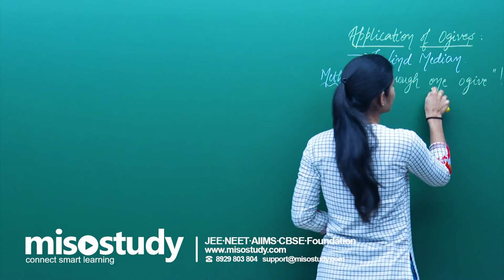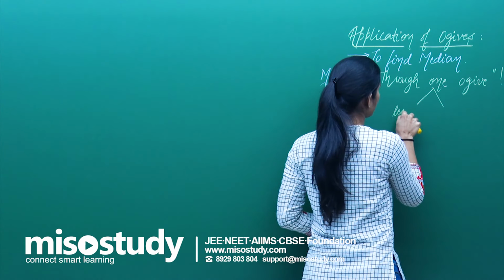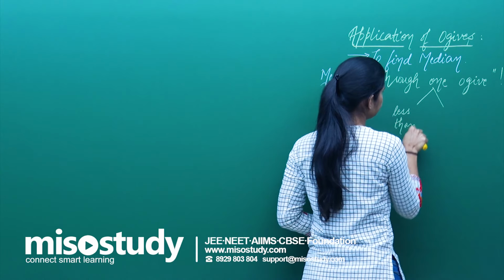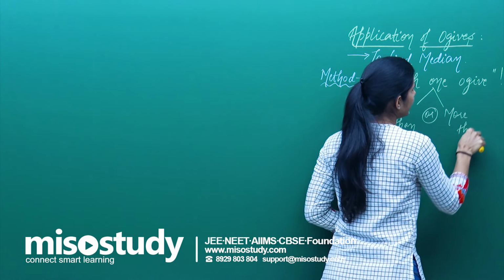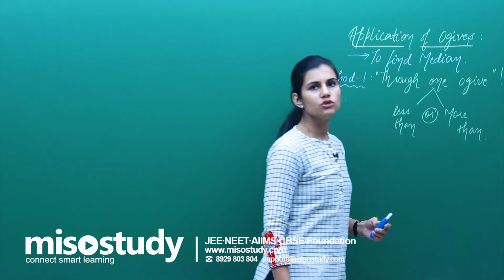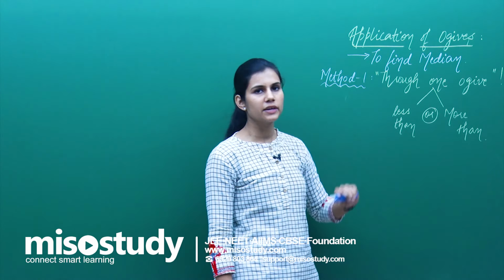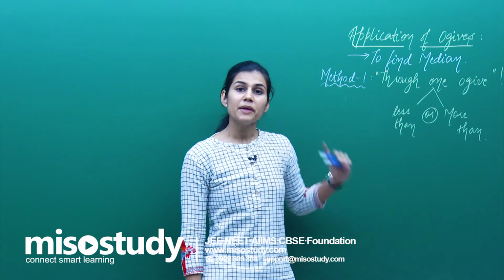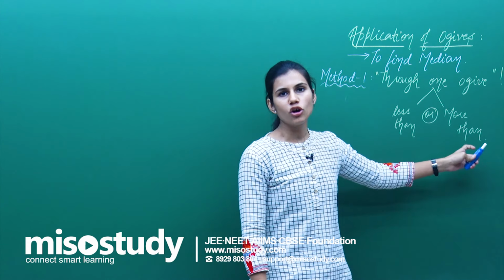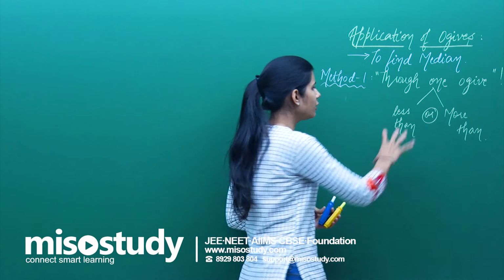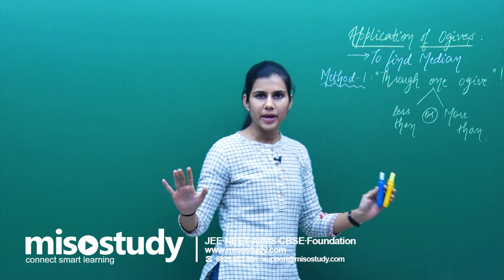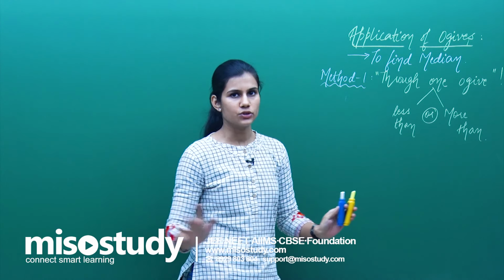One ogive here can be the less than ogive or the more than ogive. Any one ogive, that is your choice, you can use to get the median of the given frequency distribution. But in method 2, we will be requiring both the ogives, the less than as well as the more than, to get the median. So here only one is more than enough. That is going to complete our entire story.